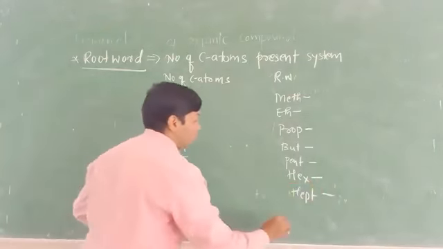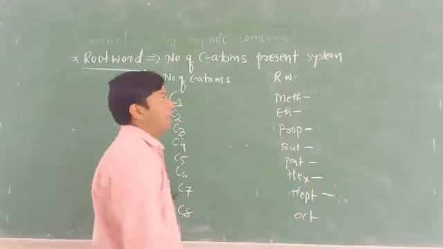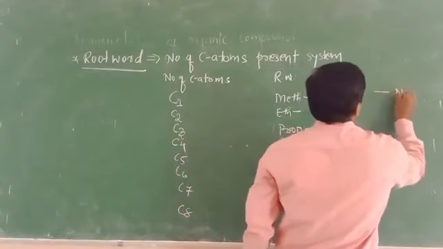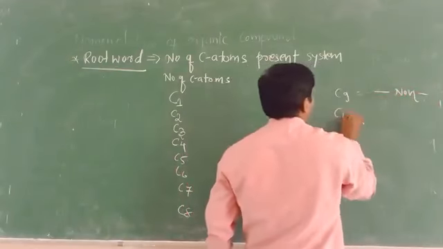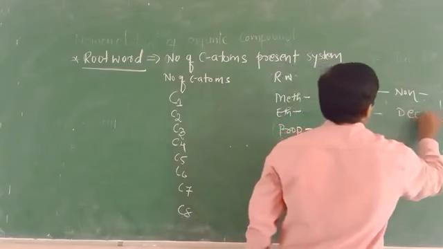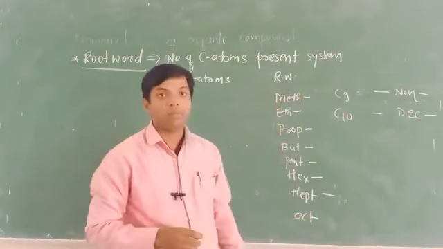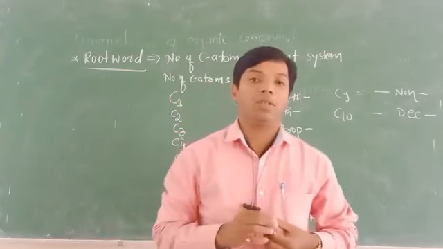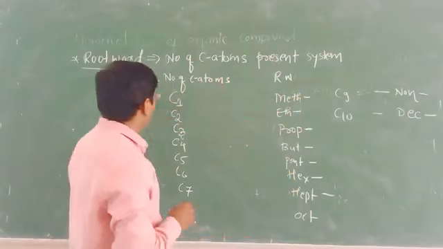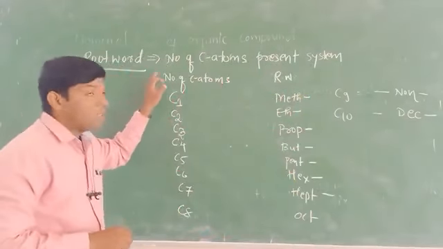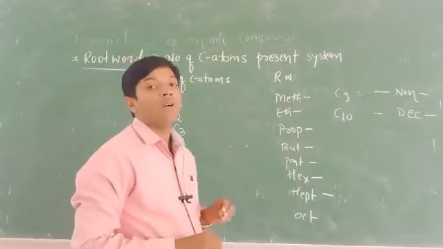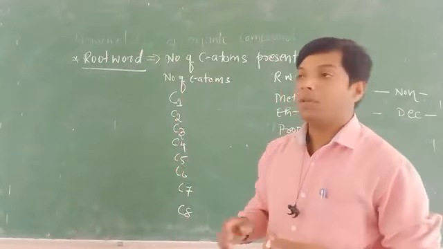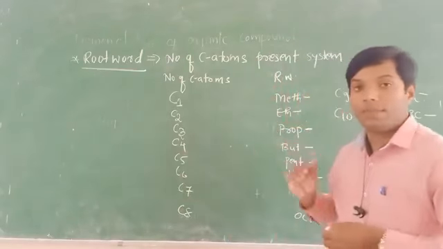If it has 8 carbon atoms, you have to write oct. If it has 9 carbon atoms, the root word will be non. If it has 10 carbon atoms, then you have to write dec. If it is 11, undec. And if the system has 12 carbon atoms, you have to write dodec. Means the root word gives information regarding the number of carbon atoms present in the system, and depending upon the number of carbon atoms, the root word is given likewise.